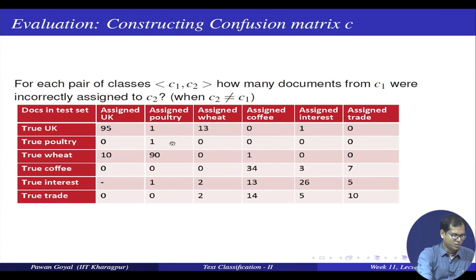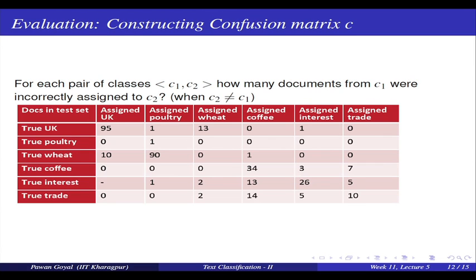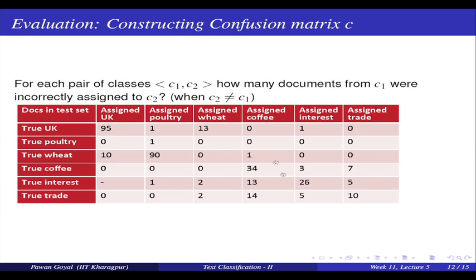So let's take another one. In poultry, what is happening? One case where it assigned poultry, but the actual class was UK. One case it assigned poultry, it was actually poultry. 90 cases it assigned poultry, but it was actually wheat. So that means the classifier is really confused in that it is assigning poultry to 90 documents that were actually wheat. And similarly, you can read all of your confusion matrix.